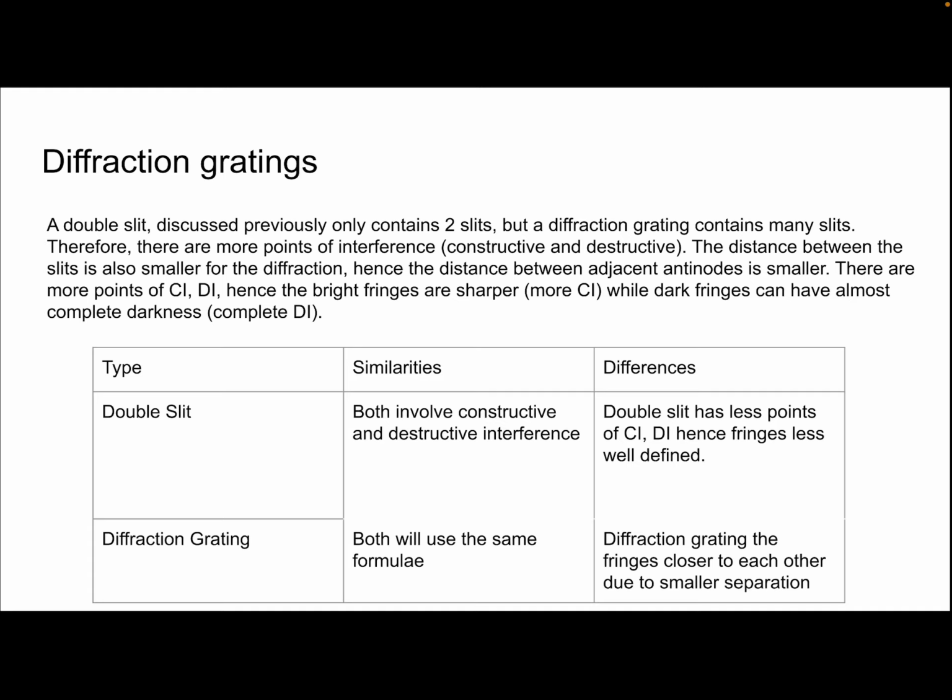That's because of d sine theta equals n lambda. So therefore, d is proportional to sine theta. Therefore, as the distance between the slits decreases, the deflection angle theta from the central line will also decrease. Therefore, the fringes will also be closer to each other.